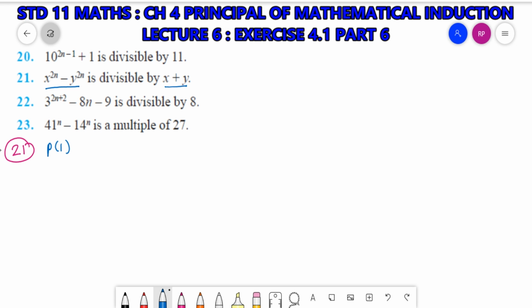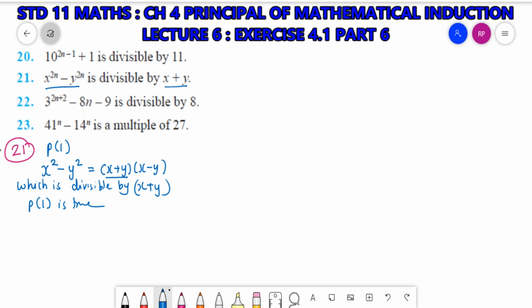For P of 1, what we will take? x raised to 2 into 1, that is 2, minus y raised to 2 into 1, that is 2. Right? So this is x square minus y square. So this will be x plus y, x minus y. Obviously, I got x plus y here. So this is a multiple of x plus y. Hence, I will write down which is divisible by x plus y. Okay, so P of 1 is true.